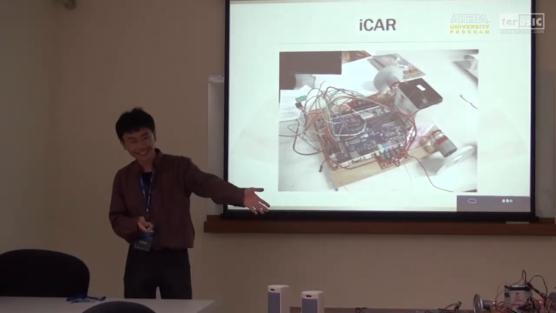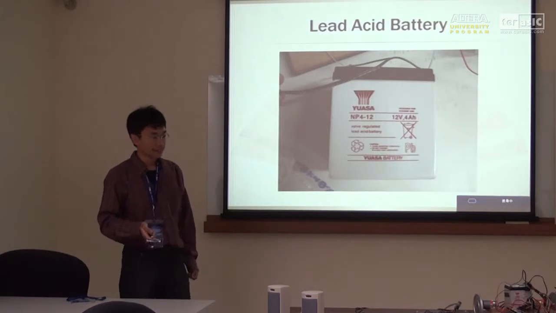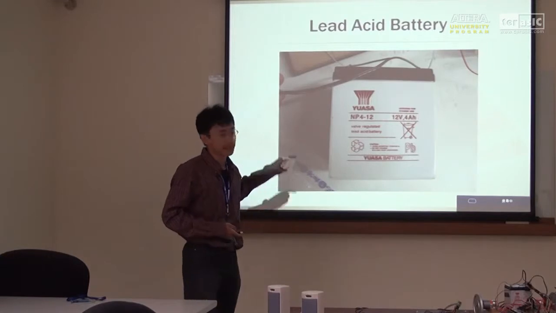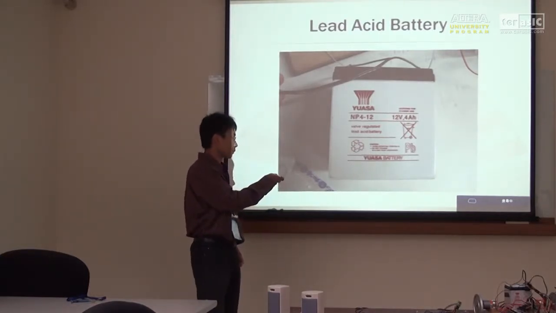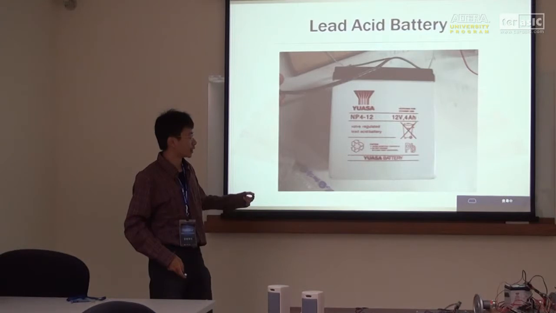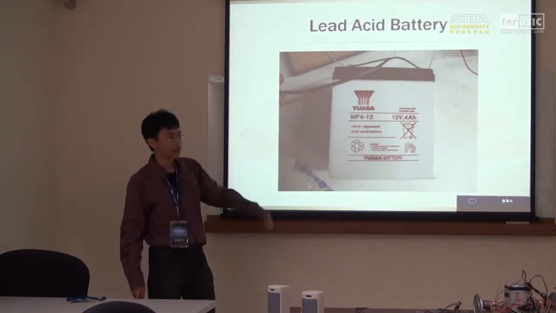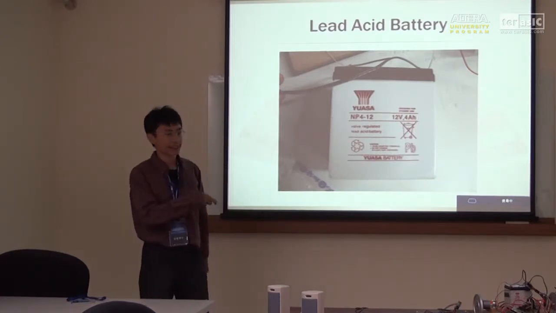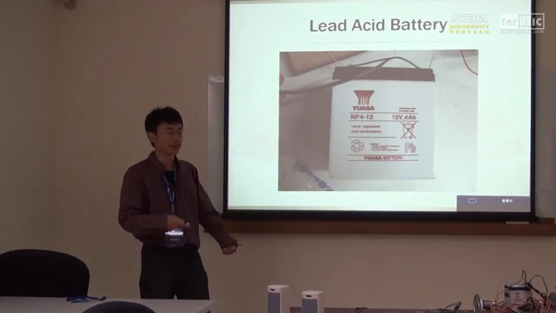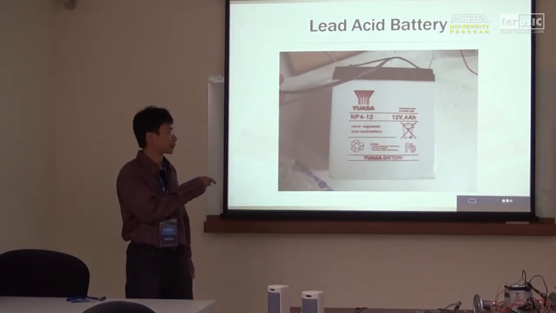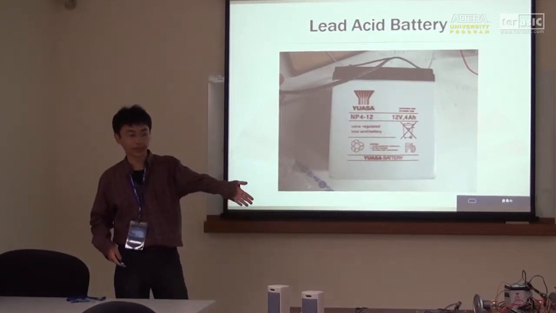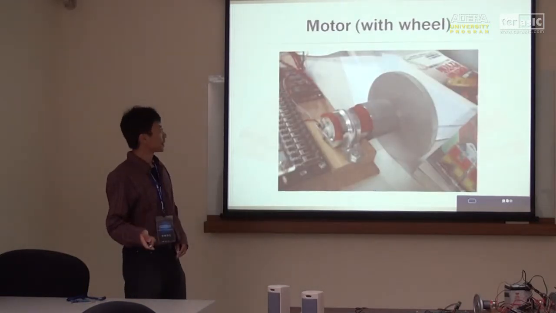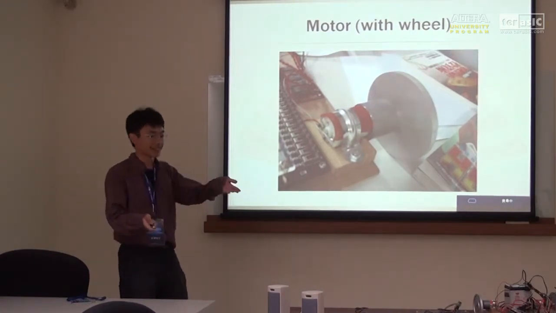This picture is this car. Okay. First of all, this battery, it is a lead acid battery. It can produce 12 volts and 4 ampere hours. So much power. We have a 12 volt power source. You can provide it directly to the FPGA, and then the motors with wheels are here.